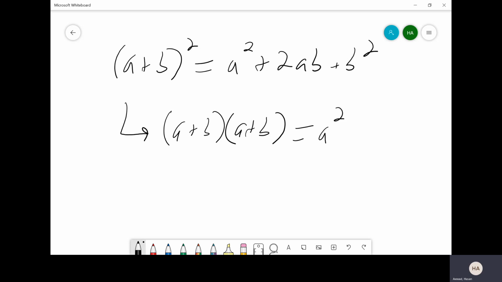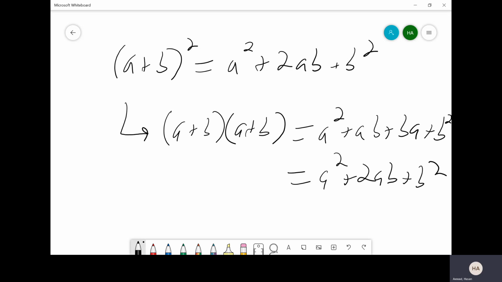I'm just going to save you some trouble and do it for you. So we end up getting a squared plus ab plus ba plus b squared, and we know that ab and ba are the same thing, right? By the commutative property of multiplication, they are really just the same number. So that's a squared plus 2ab plus b squared.